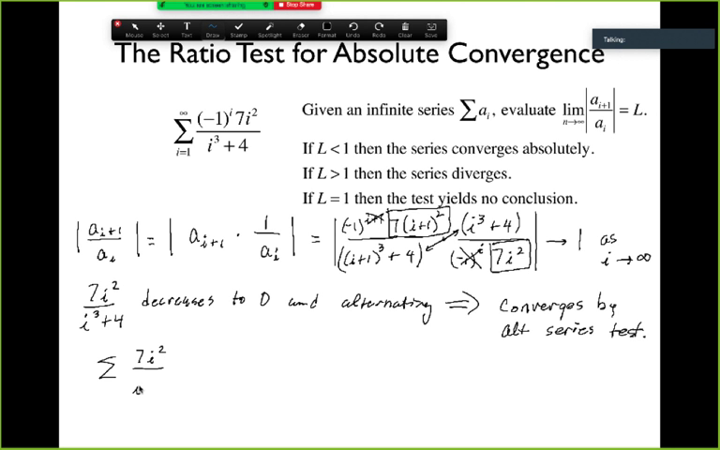Just because it qualifies for the alternating series test, that is not how we can conclude whether it converges conditionally or absolutely. The alternating series test is not a test for absolute convergence, so it doesn't tell us one way or the other. It can only tell us if the series converges or not. So to see if it converges absolutely, we can look at this series, taking off the alternating effect. Does this converge?